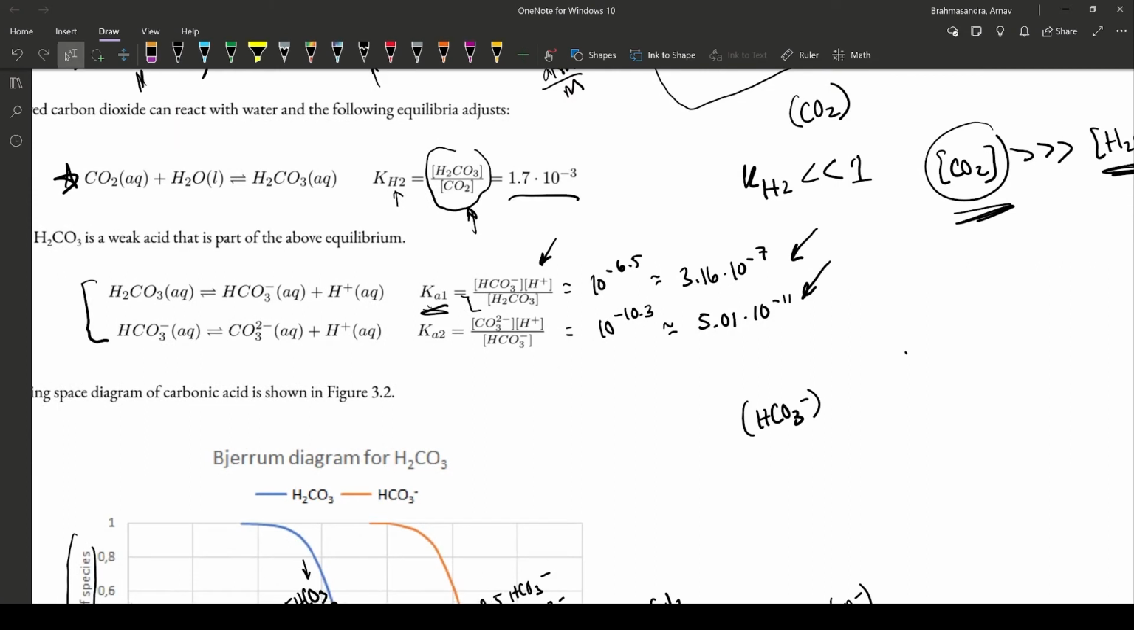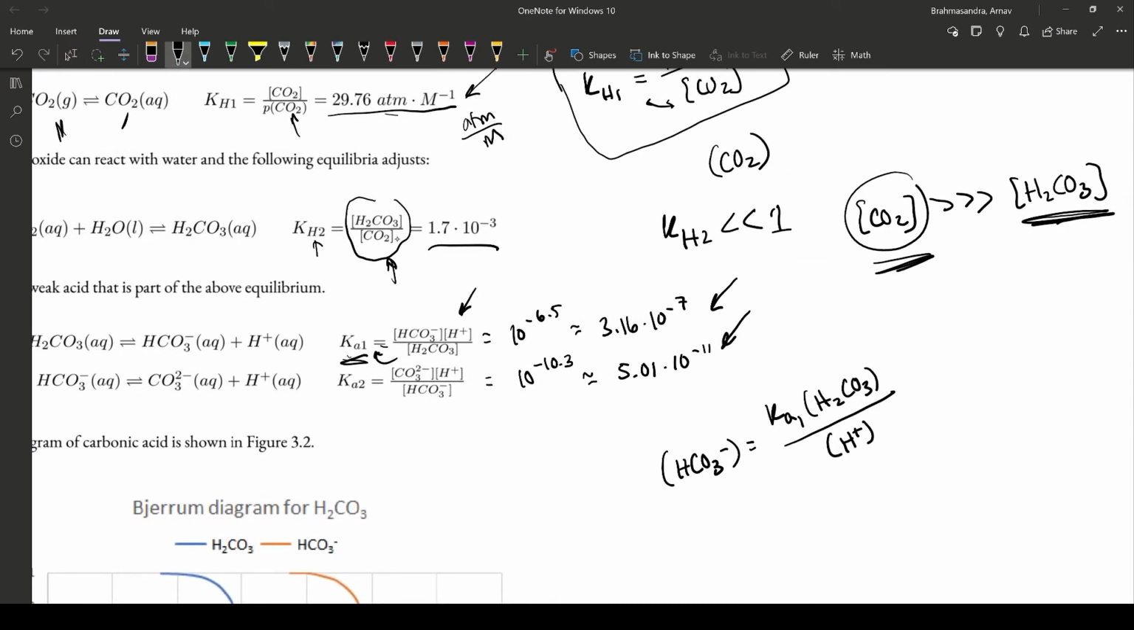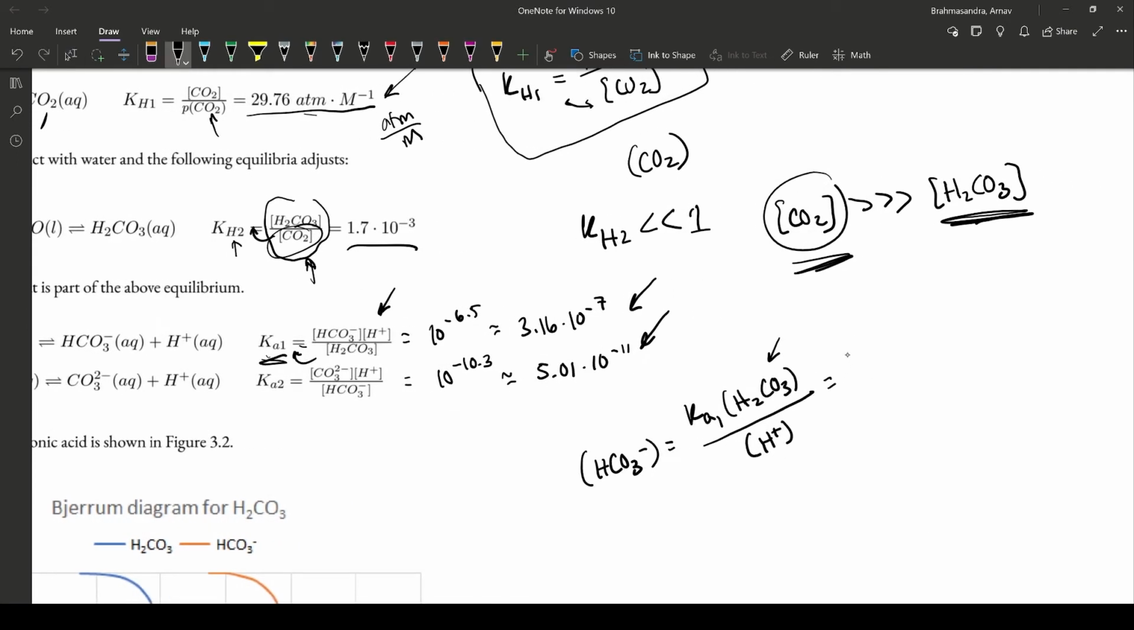So let's try it. We can write HCO3 minus here. I'll use the Ka1 expression, so you get Ka1 times H2CO3 divided by H+. Now, say we want to rewrite H2CO3. We can rewrite H2CO3 looking at our KH2. If I move this CO2 there, we can rewrite this as KH2 times the CO2 concentration. So Ka1 KH2 times CO2 concentration divided by H+.